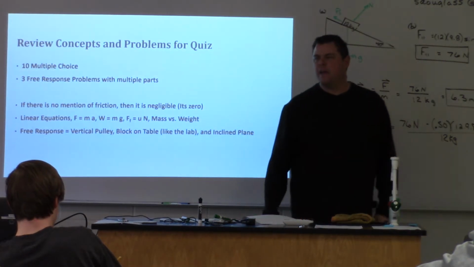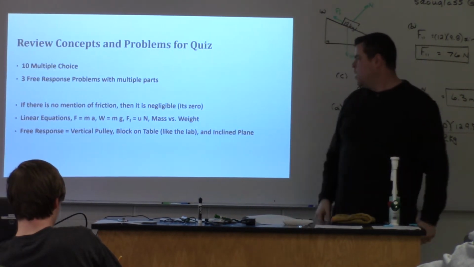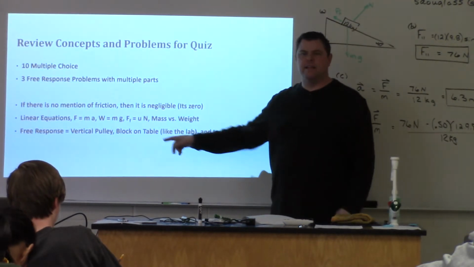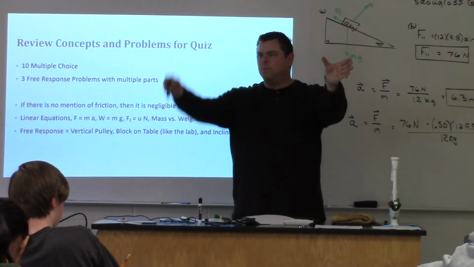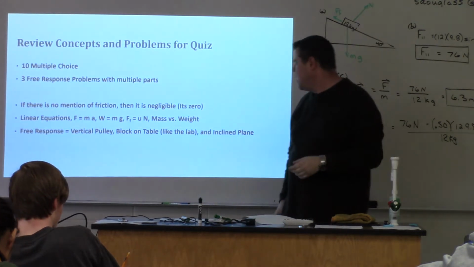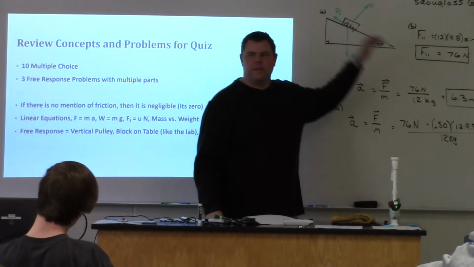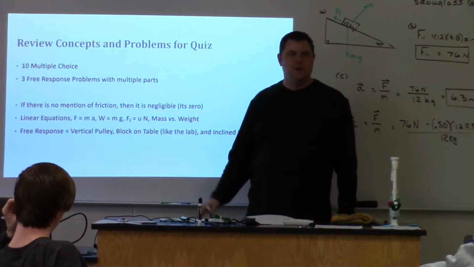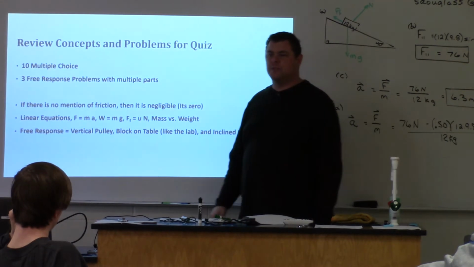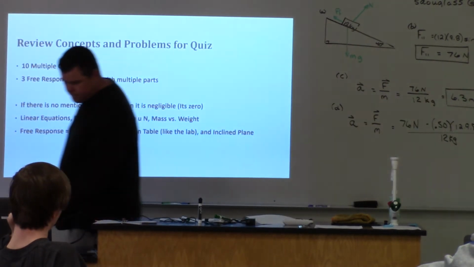For the free response, you have three. One's going to be a vertical pulley. One's going to be a block on the table, kind of like the lab where we had an object on the table connected to a pulley, something hanging vertically. And then finally, one with an object on an inclined plane. So we're going to do examples of these again. We've already done examples, but we're going to do more examples to see how you do. Okay?